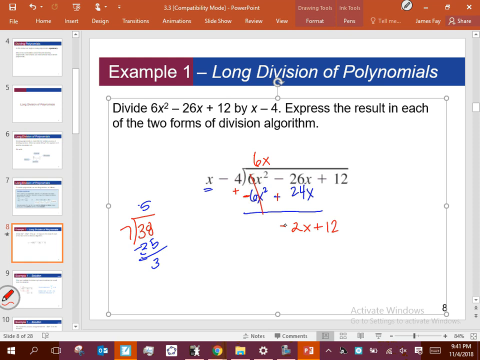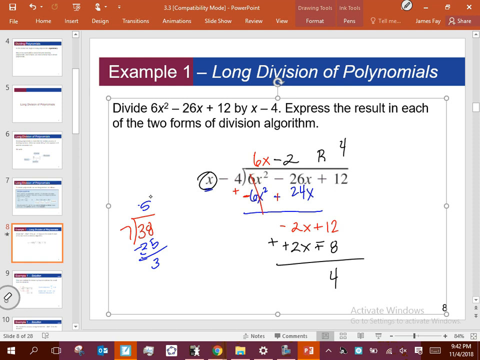Now I repeat the process. What do I multiply by this term here to get this negative 2x value? It's got to be minus 2. So negative 2 times x gives me negative 2x, and negative 2 times negative 4 gives me positive 8. I'll negate everything and then add straight down, so it gives me 0. And now 12 minus 8 gives me 4. So I have a remainder of 4.